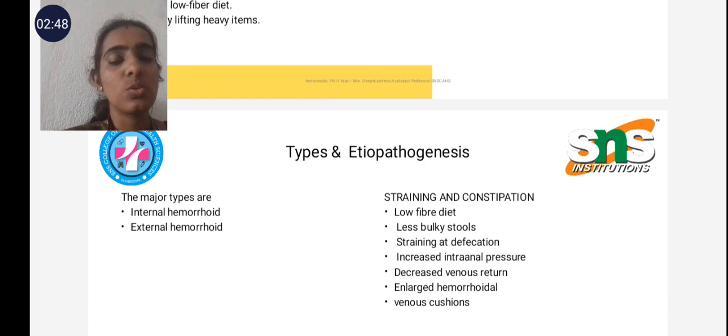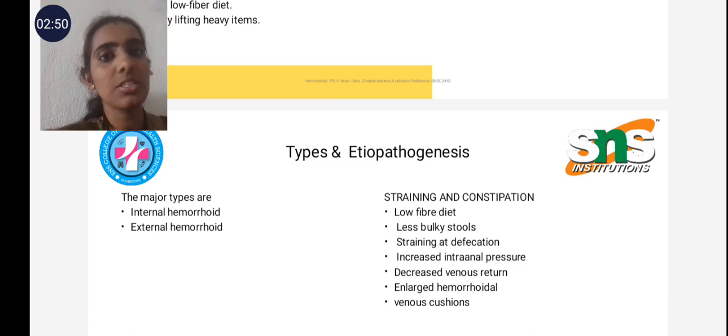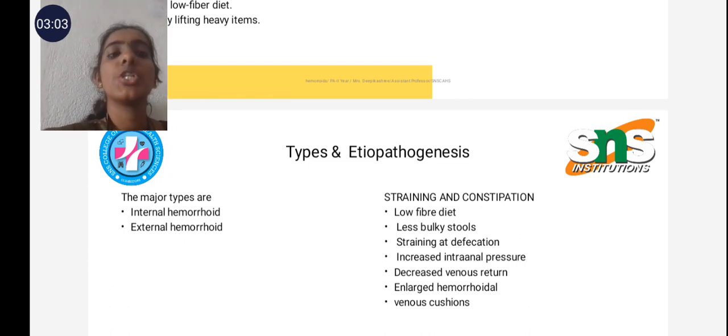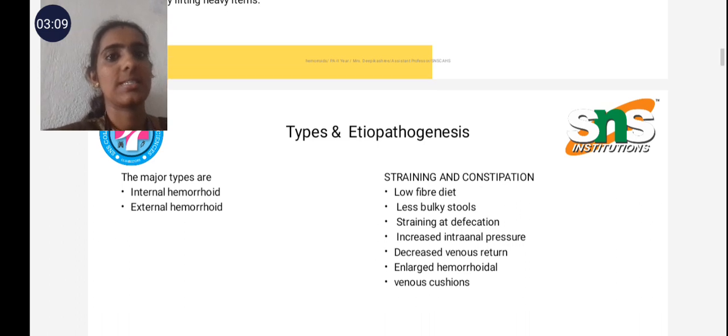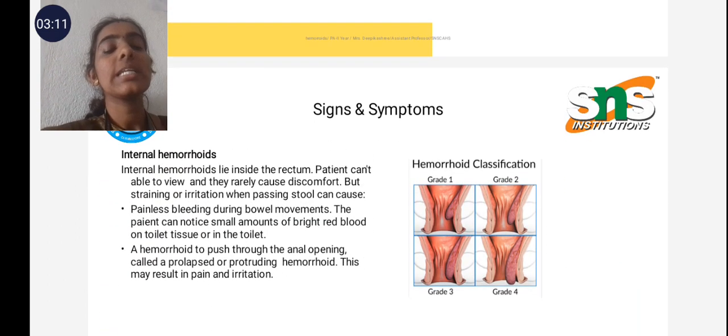So first we take a low fiber diet, which leads to less bulky stools. It can't make the stool semi-solid. It converts the stool into hardness, which leads to straining at defecation, which leads to increased intra-anal pressure, which leads to decreased venous return, which leads to enlarged hemorrhoid hull, which leads to venous cushions. This is the etiopathogenesis. Next, we are going to the clinical features.